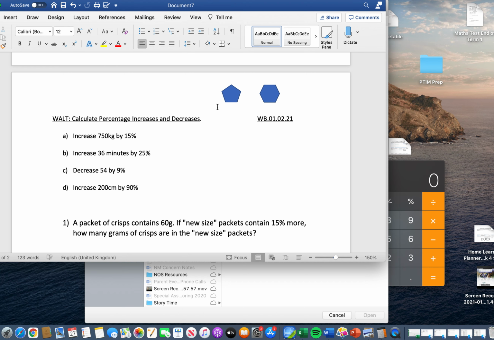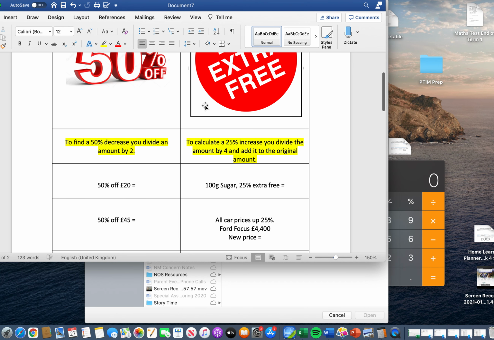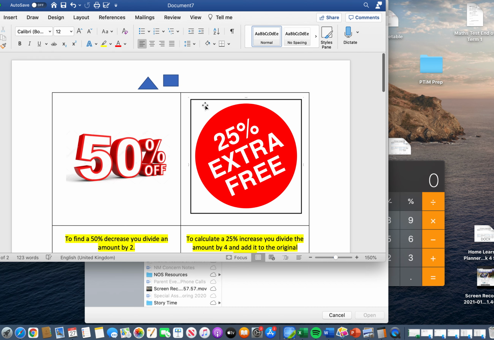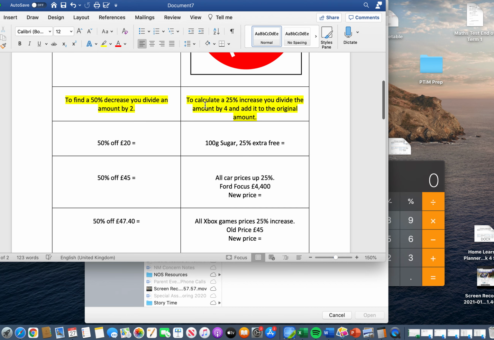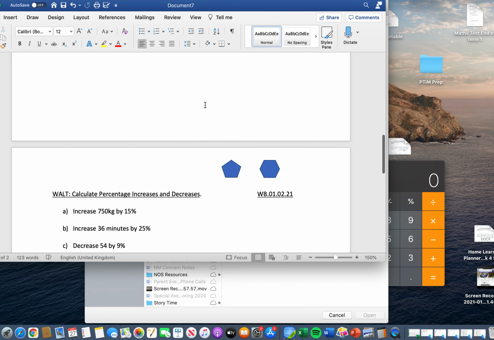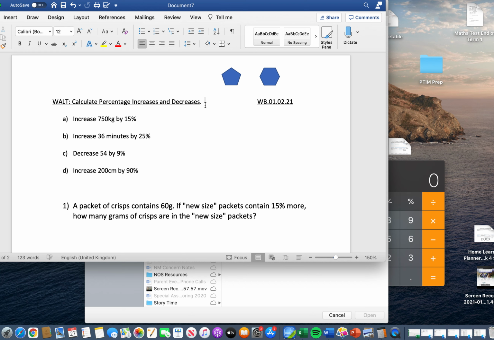Okay, so I'll do that for hexagons and pentagons, and then I'll do the exact same thing here for squares and triangles. Okay, you will need to use a calculator for this task. It's not cheating. Some of this stuff you can do in your head, I'm sure, but we're going to use a calculator.